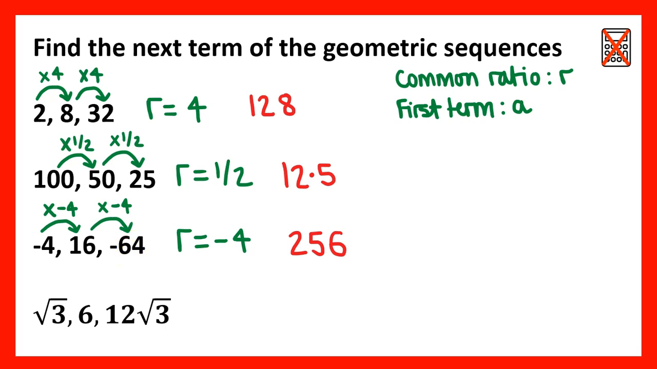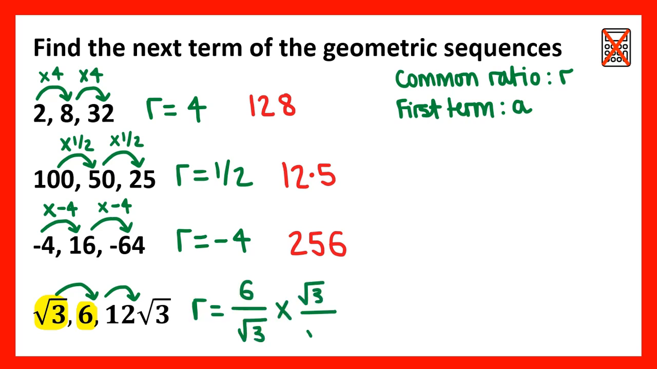Lastly, the introduction of surds makes some geometric sequences harder to interpret. We can find the common ratio by doing 6 divided by √3, and if we rationalize the denominator by multiplying by √3 over √3, this gives us 6√3 divided by 3, which is 2√3. When faced with a geometric sequence which involves surds, it may be more beneficial to pick another two consecutive terms, which make this calculation easier.